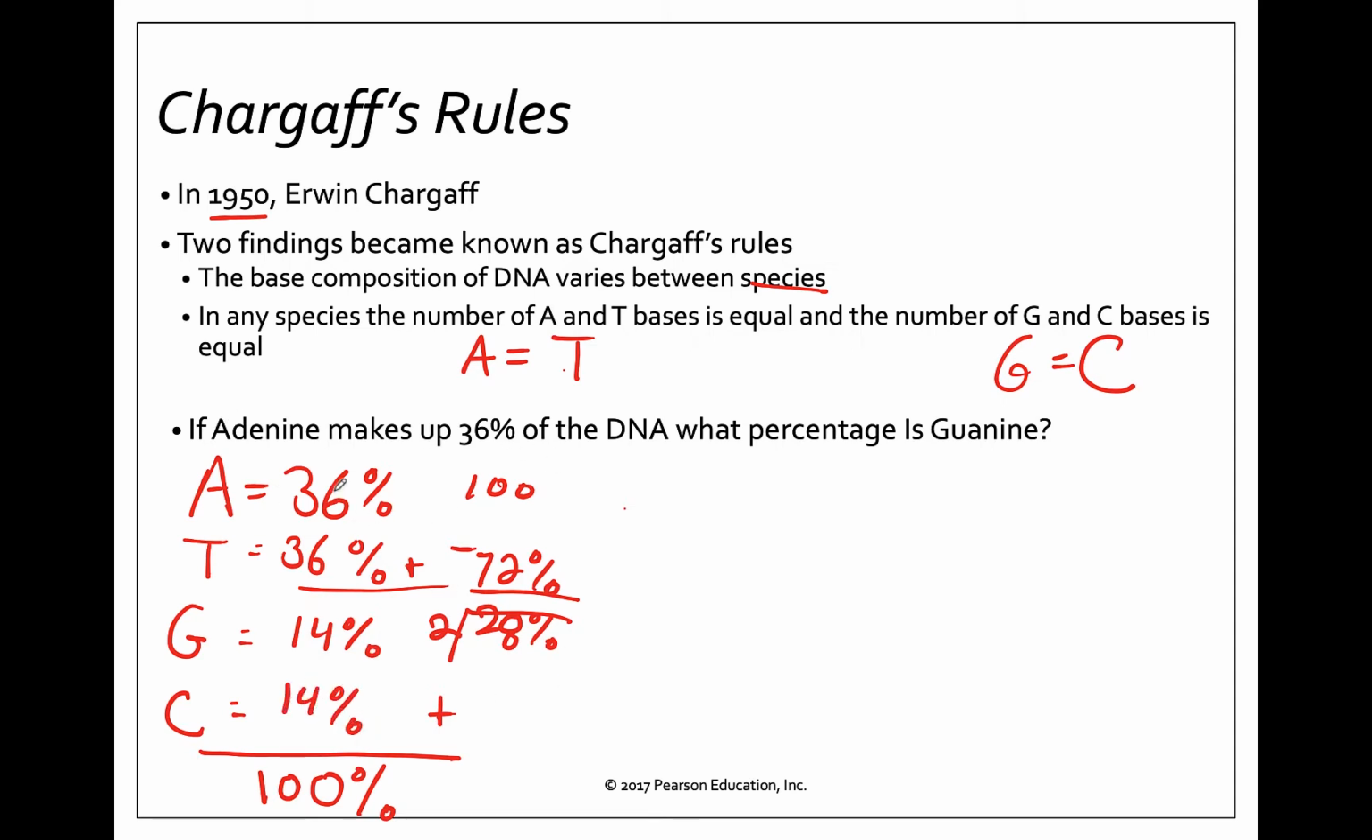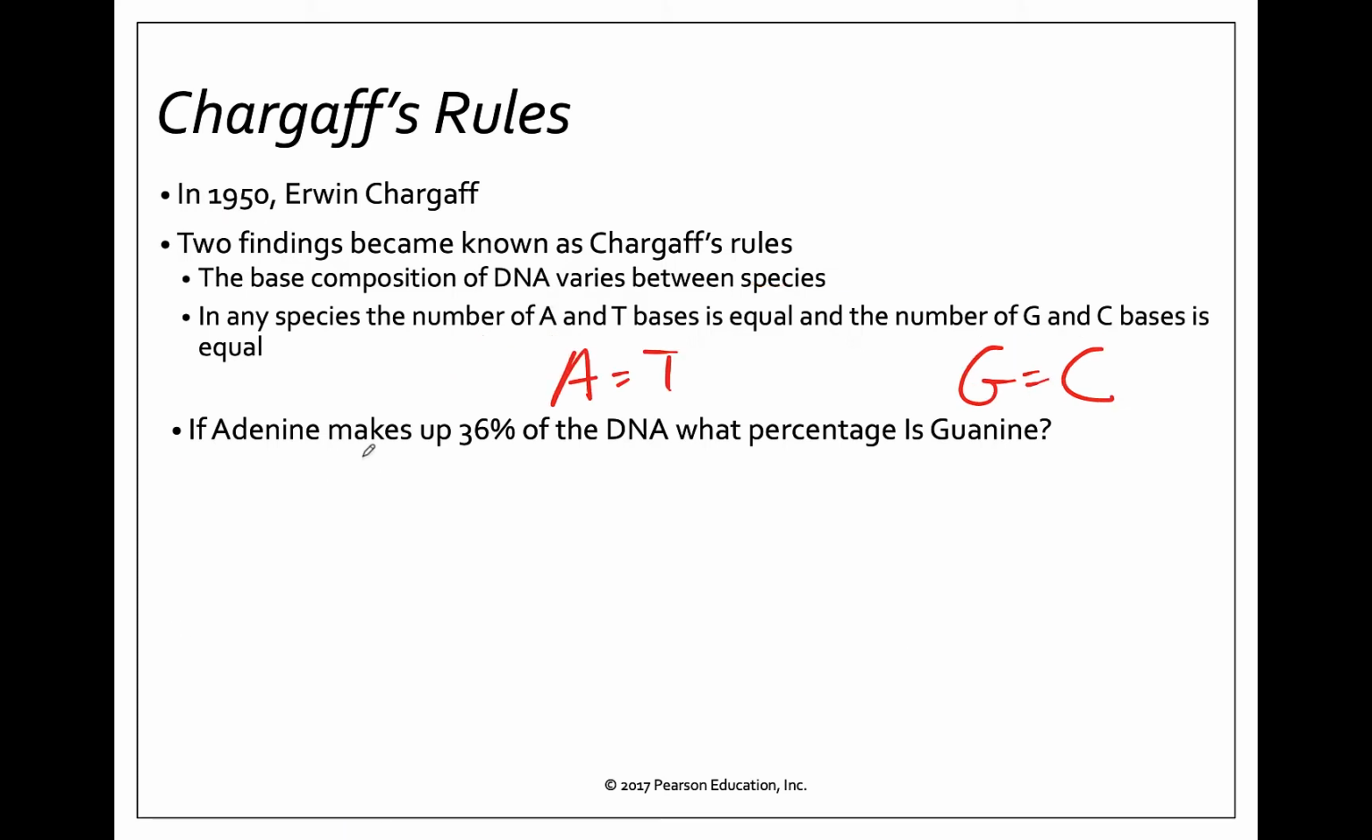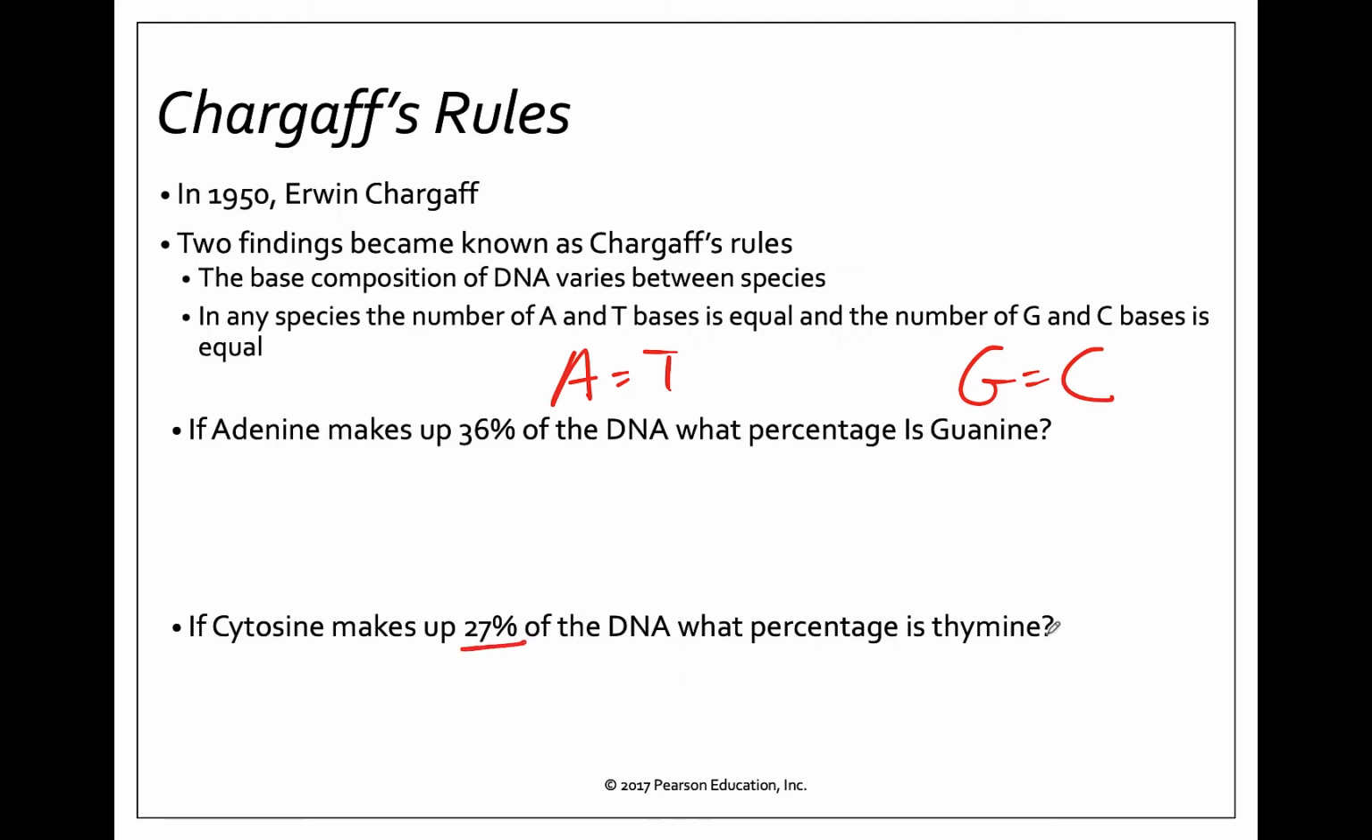So in a question like this, if I give you adenine, you should be able to figure out the percentage of any of the different nucleic acids. So go ahead and try this next one. If cytosine makes up 27% of the DNA, what percentage is thymine?